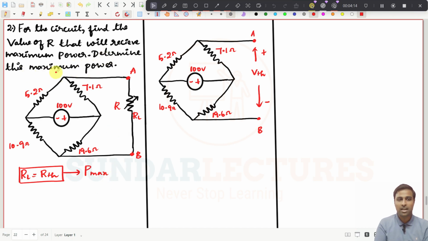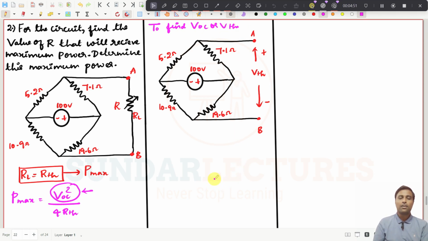And what is the other question? Determine the maximum power. What is the maximum power formula? We know, right? Pmax should be equal to VOC square divided by 4RTH, right? So this is the maximum power, and we need to find the value of VOC, and also we need to find the value of RTH. So for both cases, you need to find RTH. First we will go for VOC, or we can say it as VTH, right?